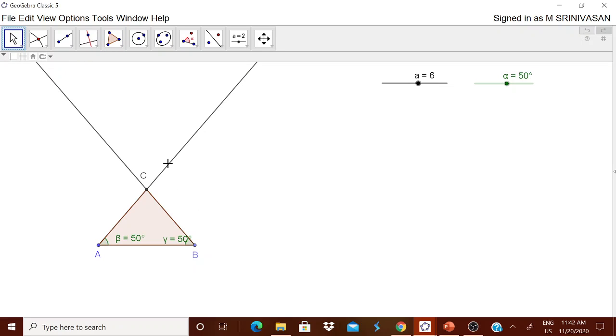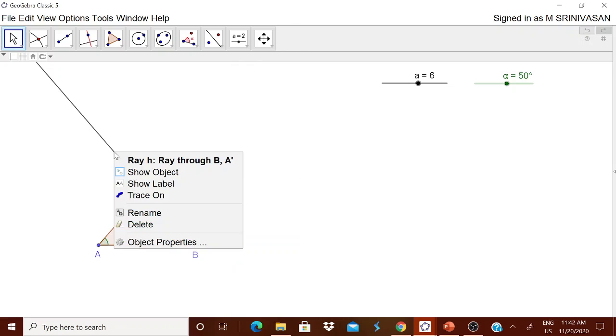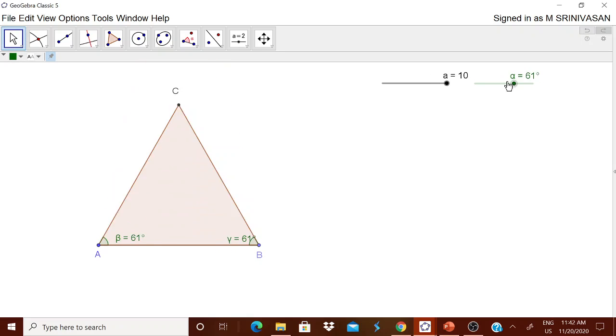Now these two rays are not at all helpful to you; their purpose is over now, so you can remove them. Okay, now I am getting different isosceles triangles. By changing it, I am just getting a lot of isosceles triangles.